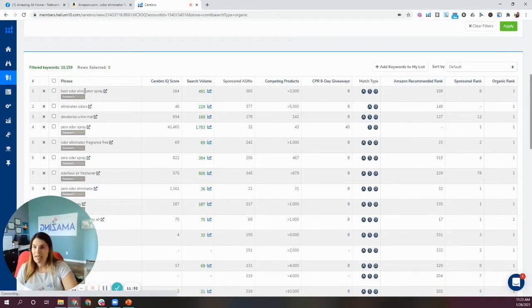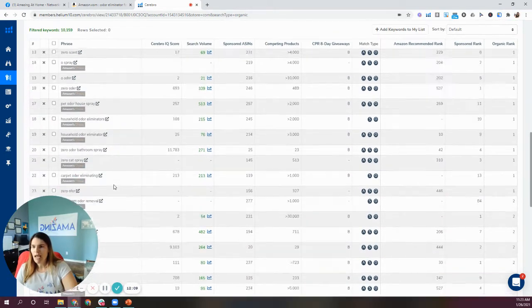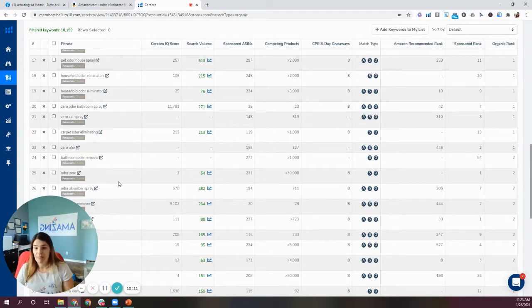So you can see best odor eliminator spray, eliminates odors, deodorize urine. Ooh, that sounds not fun. But we can look at the search volume. We can look at the organic rank. We can look at what people are searching for and where our product might align. And then we can go and actually click.